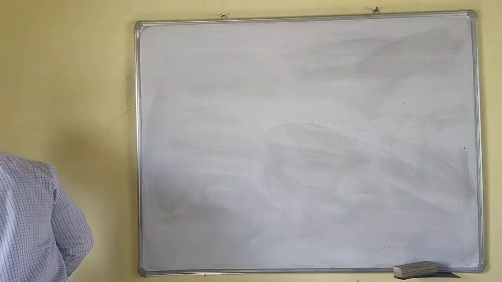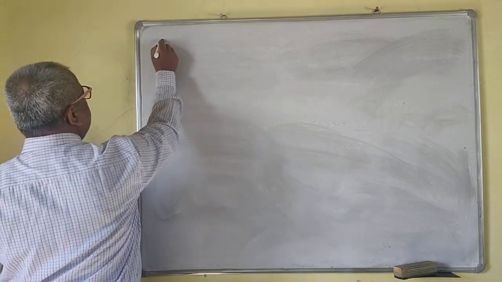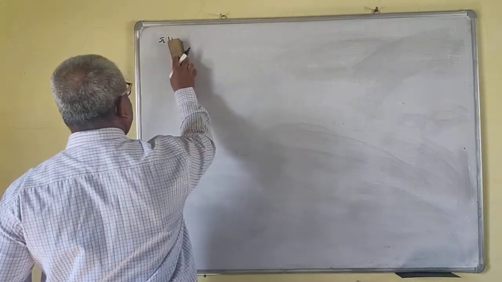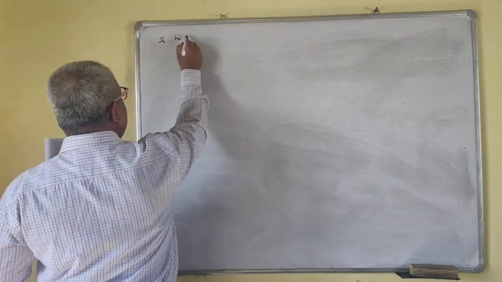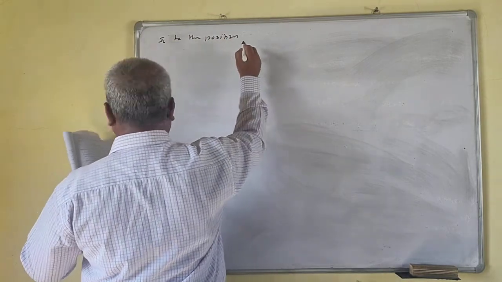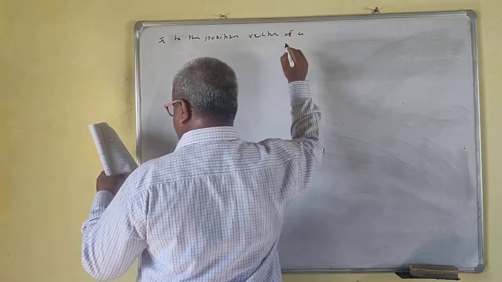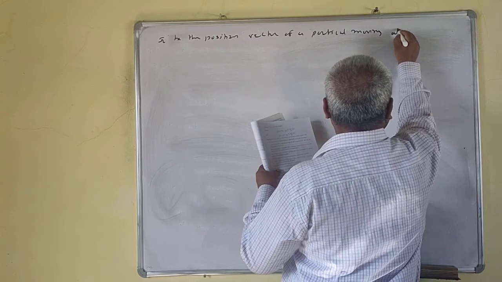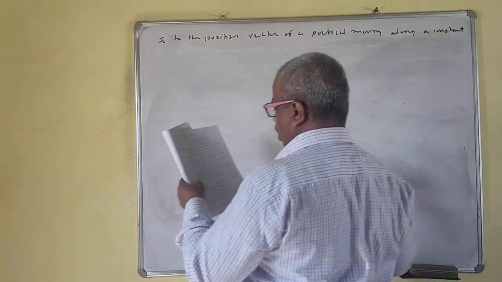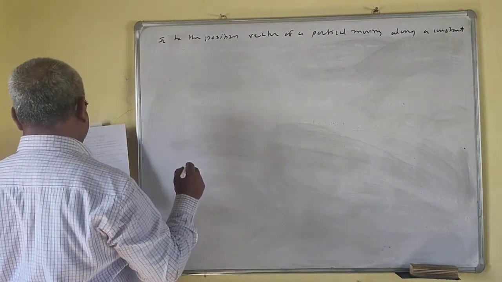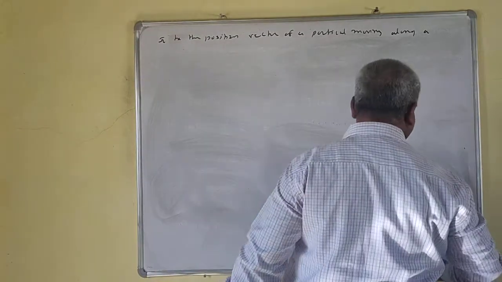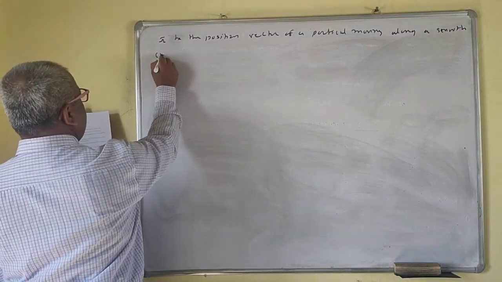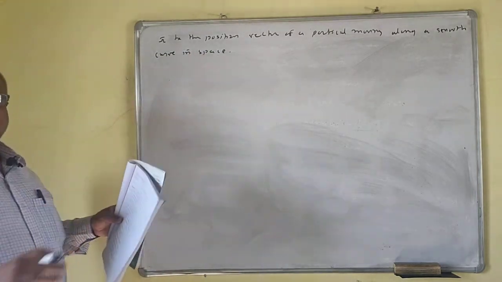We'll define that motion now. Let r bar be the position vector of a particle moving along a smooth curve in space. Space is what? It is in 3 dimensions.